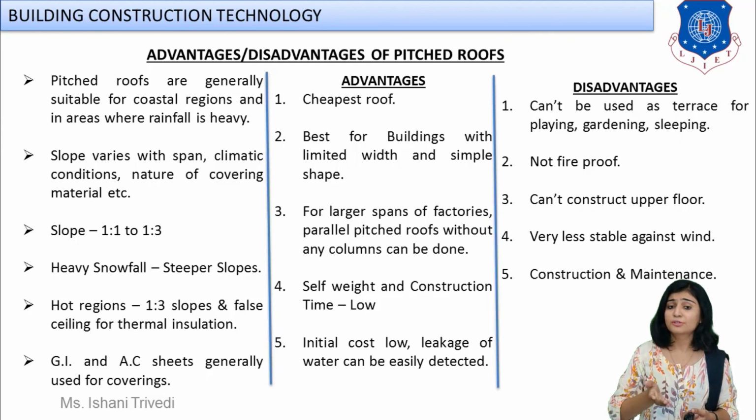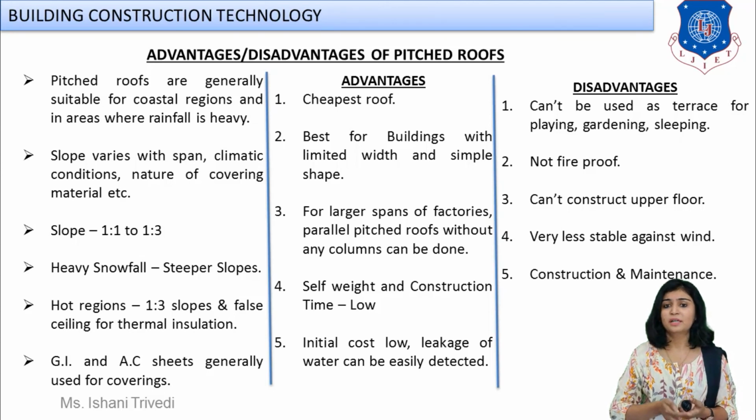It cannot be used for the purpose of gardening or sleeping or playing, right? That is the most priority disadvantage, that all of these things will not be possible. We know about the wind velocity also, which I already told you. So this makes your advantages as well as disadvantages of your pitch roof. About the sloping part, it depends on the situation. Generally the slope is within the range of 1:1 to 1:3. But with more rainfall, more snowfall, you will have to provide steeper slopes.